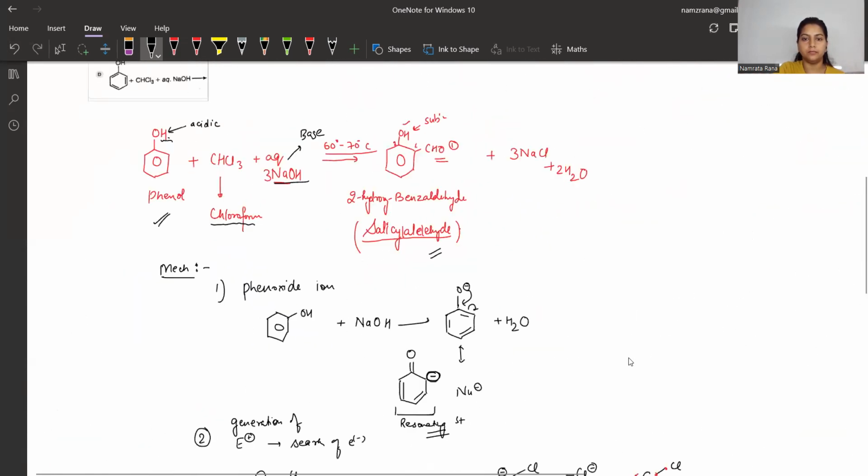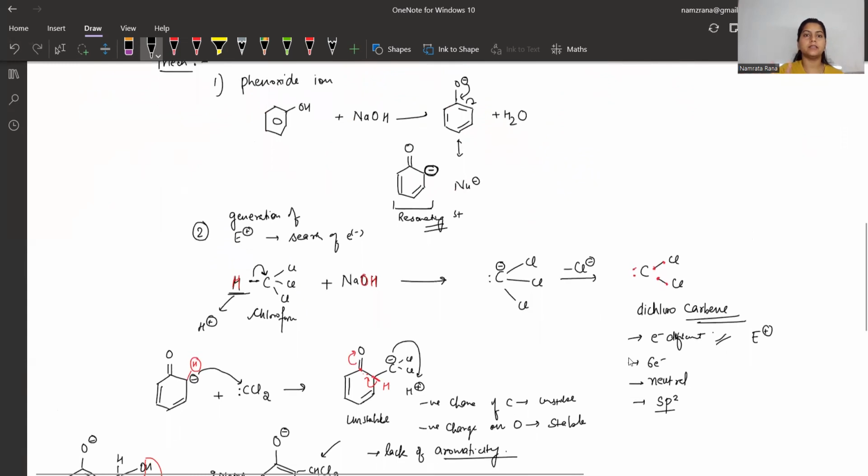If I see it again, what I have done is I have converted the mechanism into two steps. First is the formation of phenoxide ion. As soon as this phenoxide ion is formed, it represents itself in this form, resonating structure, because I have to attack the electrophile on the carbon which is adjacent to the carbon containing this O group, right? Because it is alpha substitution of H by a CHO group, right?